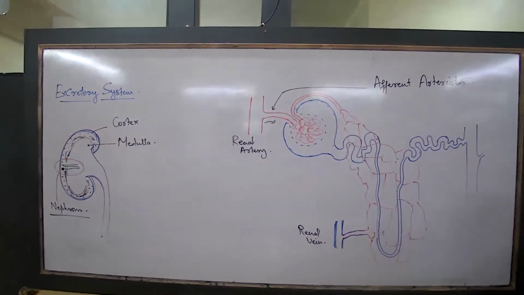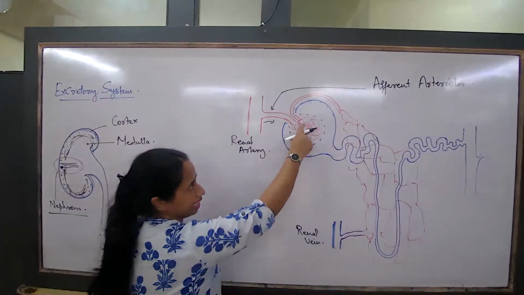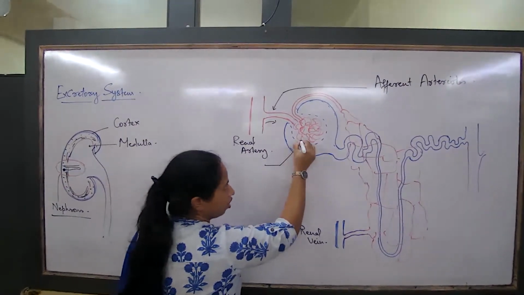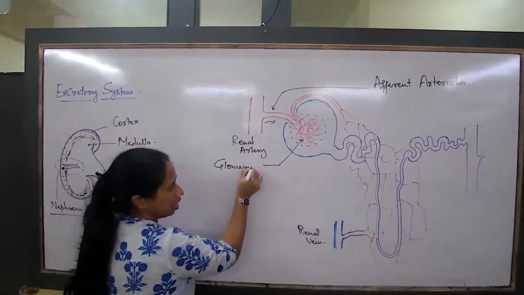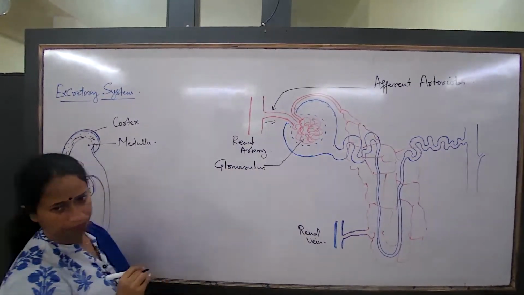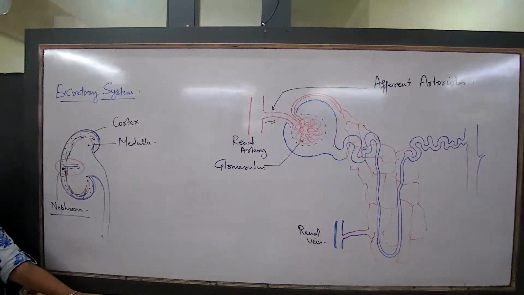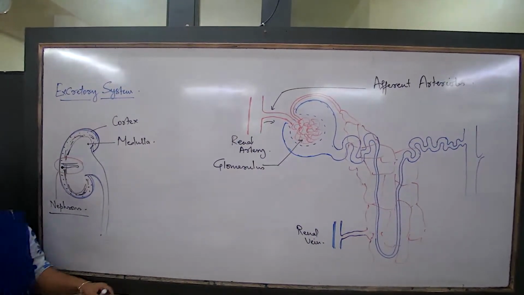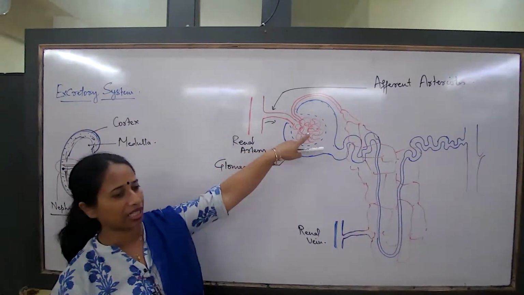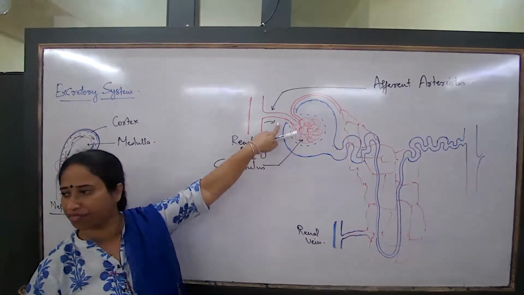Arteriole. Then we have this afferent arteriole dividing to form a network of blood vessels. What is this network of blood vessels known as? Glomerulus. You had answered just now also one question. What are glomerular capillaries? Or what is glomerulus? What are you supposed to write? Check here now. What is glomerulus? A network of blood capillaries formed by the division of afferent arteriole.